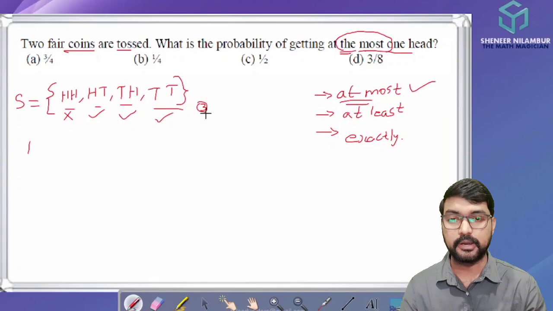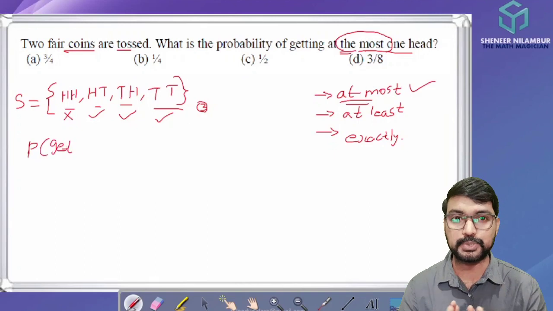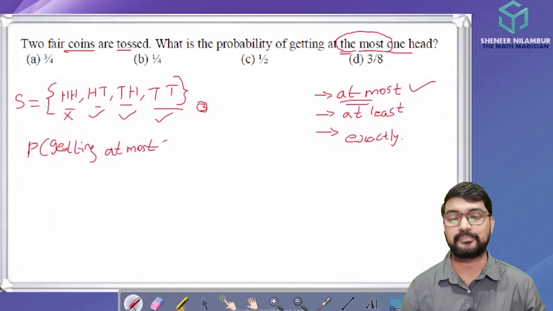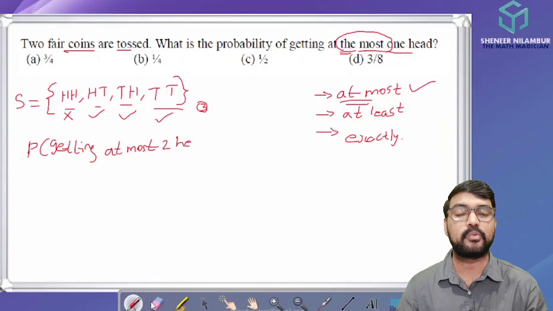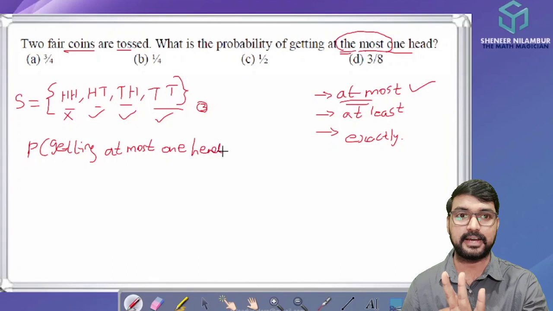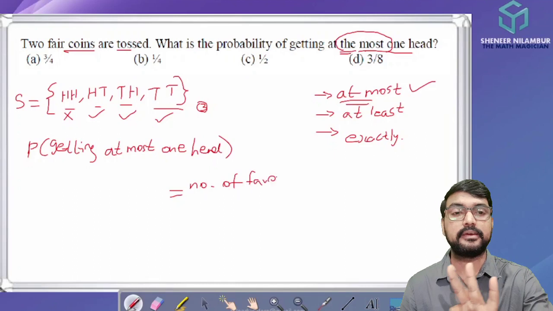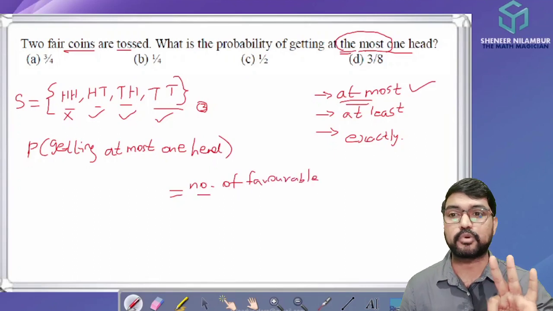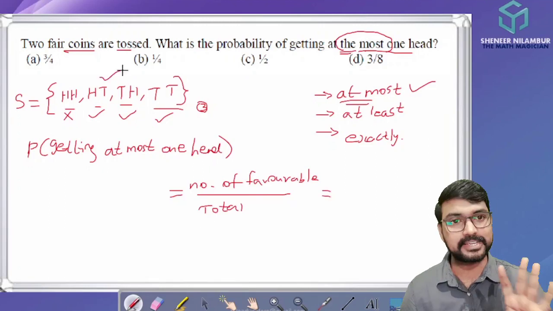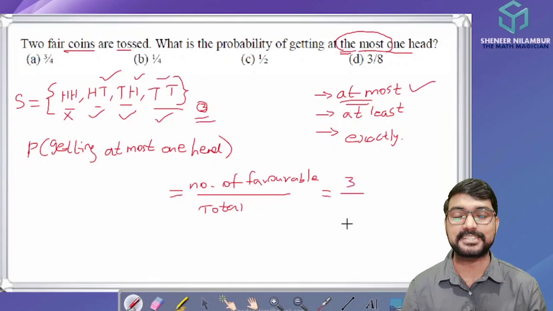So we can write probability of getting at most one head is equal to number of favorable cases divided by total number of outcomes. Number of favorable cases for at most one head, 3 options are there other than HH. HH includes 2 heads, so it can be avoided. So the remaining 3 will satisfy the condition. So 3 cases are favorable. Total how many cases? 4 cases are there. So our answer is 3 divided by 4. So we got the answer 3 by 4.